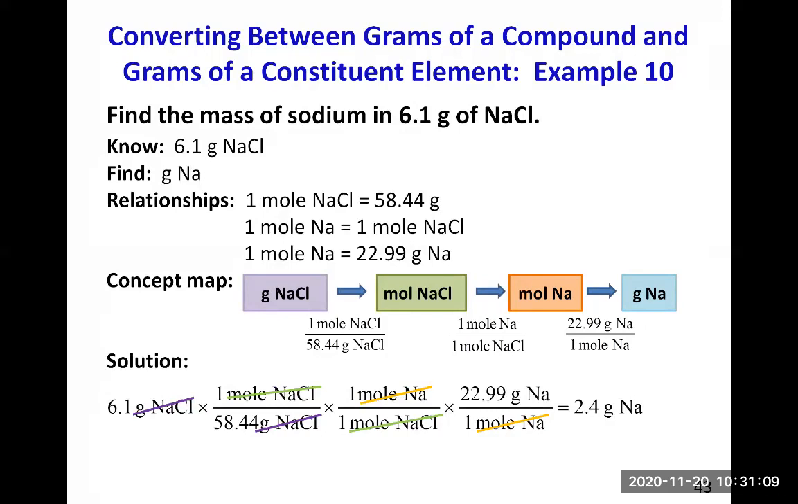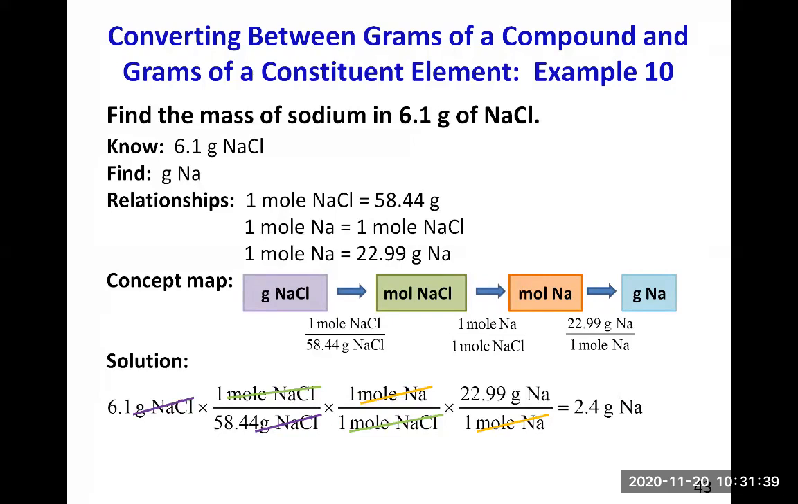It has 2 sig figs. The molar mass of NaCl has 4 sig figs. The molar mass of Na has 4 sig figs. All the other numbers, the 1 mole, are all exact numbers. So we need to keep 2 sig figs like in the given amount, and that's going to keep the 2.3. What comes after the 3 is a 9, so you need to round up to a 4. And so that's why the final answer is 2.4 grams of Na.